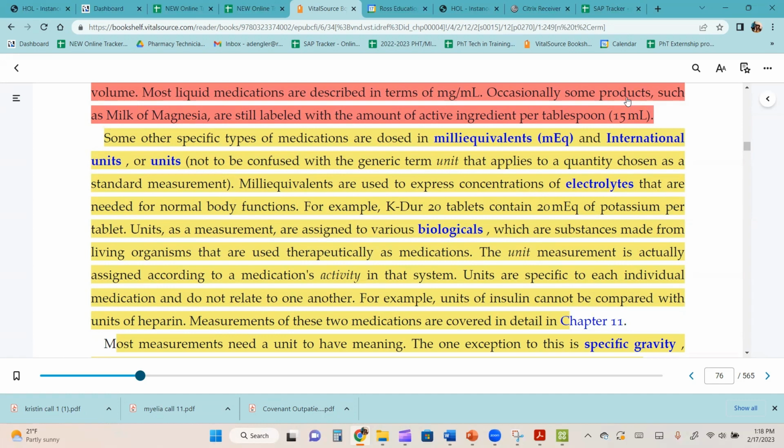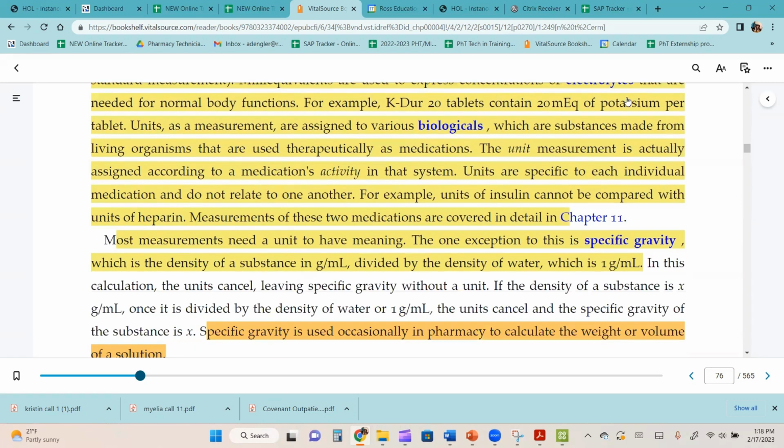Units as a measure are assigned to various biologicals, which are substances made from living organisms that are used therapeutically as medications. The unit measurement is actually assigned to a medication's activity in that system. Units are specific to each individual medication and they do not relate to one another. For example, units of insulin cannot be compared with units of heparin. Measurement of these two medications will be covered in Chapter 11.